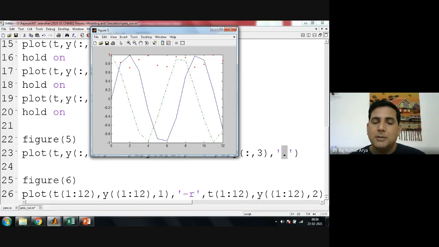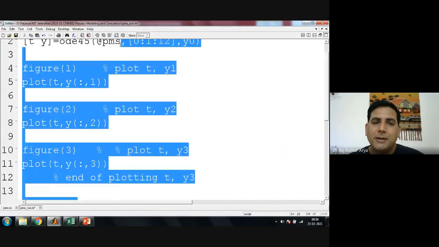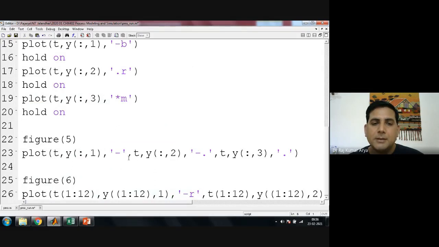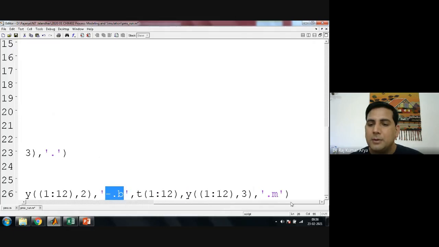But if you want a fixed particular color, you can define your color as you have defined it here. You can fix your color here as I did. So I have fixed the color for y1, then I can fix the color for y2 here, and I can fix the color for y3 also here.